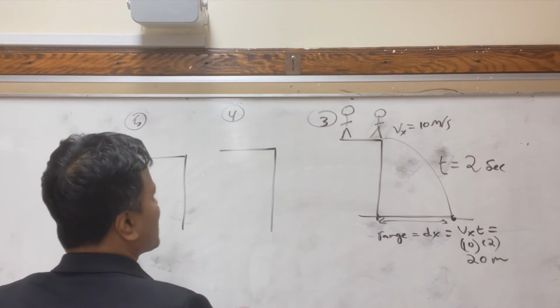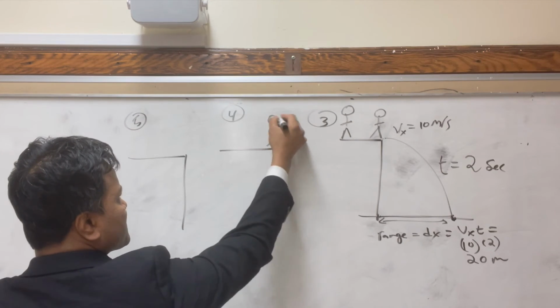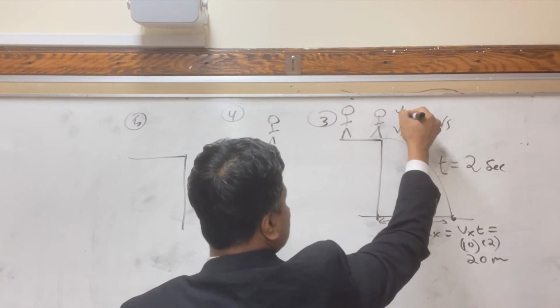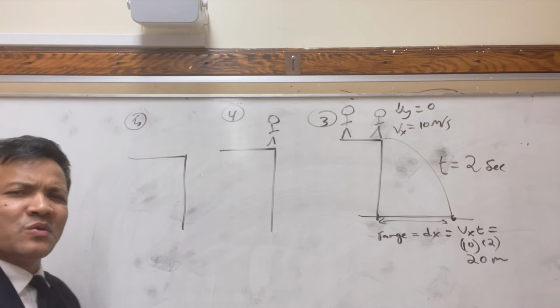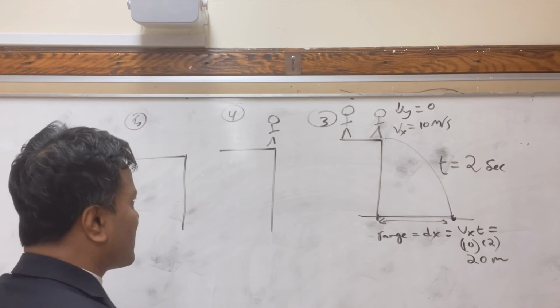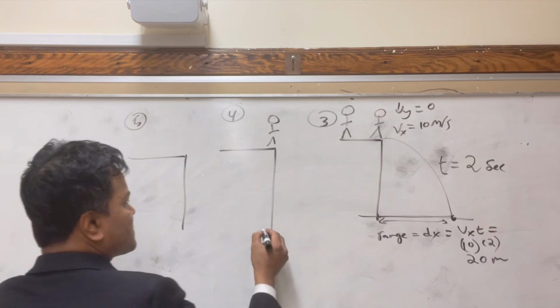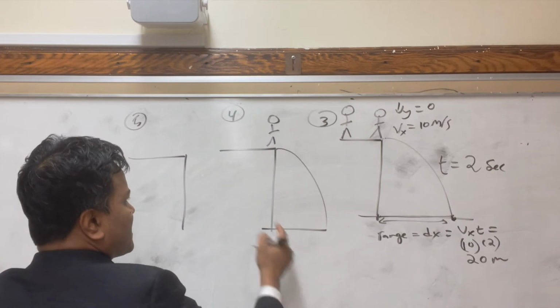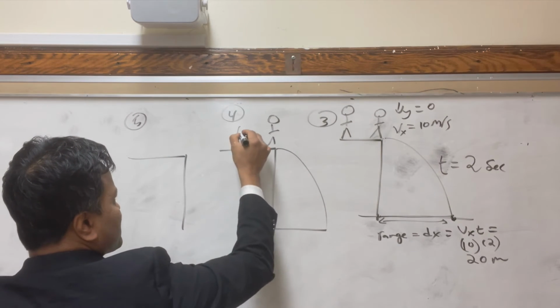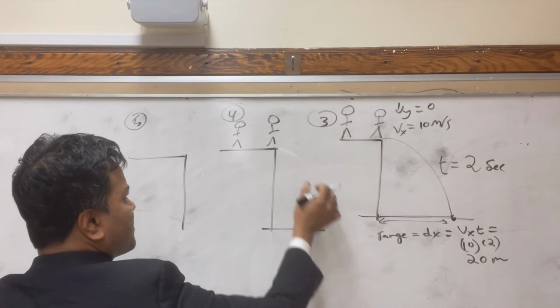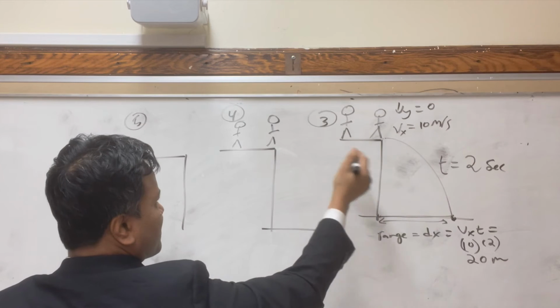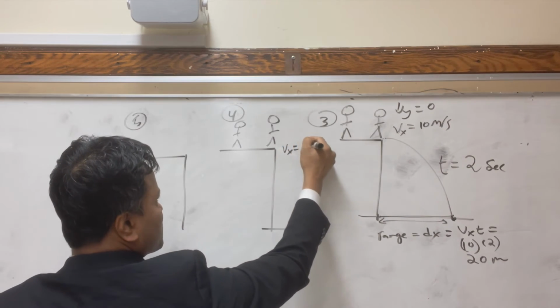All right, the second question. You're minding your own business. Of course Vy is 0 because you're jumping with horizontal velocity, not vertical velocity. All of a sudden you get attacked by a terrorist who is also with a gun. Now you want to jump and double the velocity. So Vx is 20 meters per second.